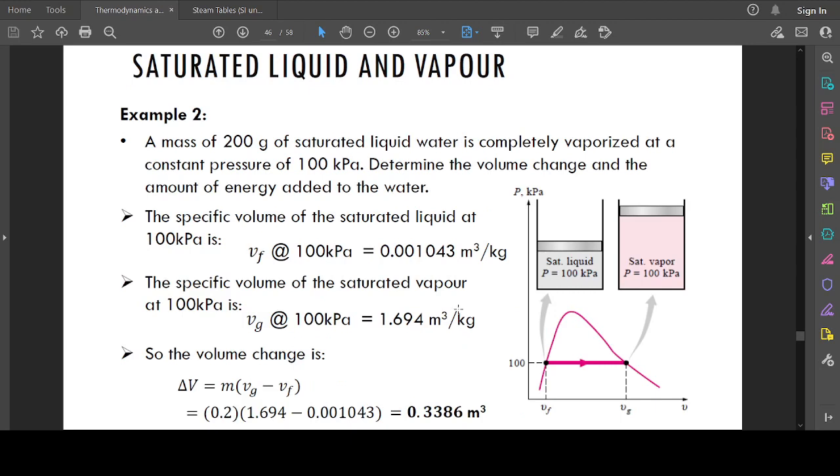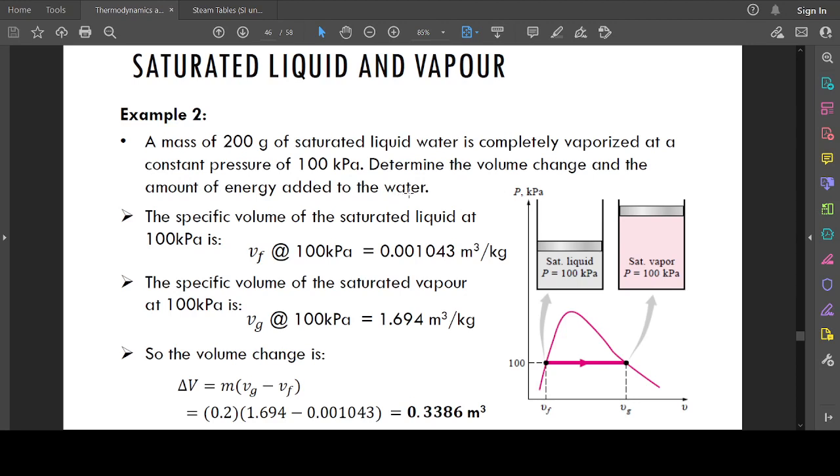So, second example. A mass of 200 grams of saturated liquid water is completely vaporized at a constant pressure of 100 kilopascal. Determine the volume change and the amount of energy added to the water. If we know the mass of the liquid, the first thing we do is to convert this to kilogram. Then it says determine the volume change and the amount of energy added to the water.